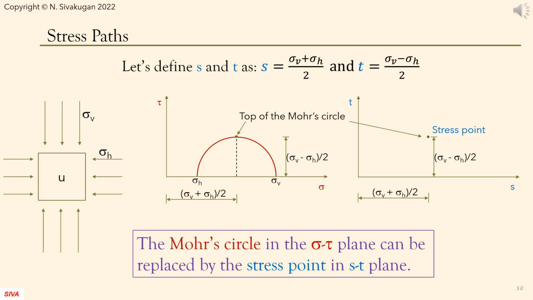Stress path is a neat way of keeping track of the progress in the loading at a point. Here, we will assume that sigma V is larger than sigma H, and the pore water pressure is U. We define s and t as s equals half of sigma V plus sigma H, and t equals half of sigma V minus sigma H. While we represent the state of stress by a Mohr circle in sigma-tau plane, we represent this in s-t plane by a stress point. Note that the coordinates of the stress point are the same as that of the top of the Mohr circle.